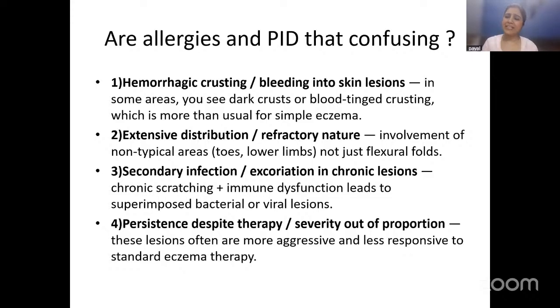Are allergies and PID that confusing, how I have put them in the tabular form? No, actually, I will reiterate certain facts. Hemorrhagic crusting, bleeding into skin, where you see dark crusting. This is more than usual for a simple eczema. Extensive distribution, refractory in nature, non-typical areas, so toes or lower limbs, not just flexural folds, again points towards something which is more than atopy. Secondary infection, chronic scratching, immune dysfunction leads to superimposed bacterial or viral lesions, and persistence despite therapy or severity out of proportion again points towards something more than allergy.